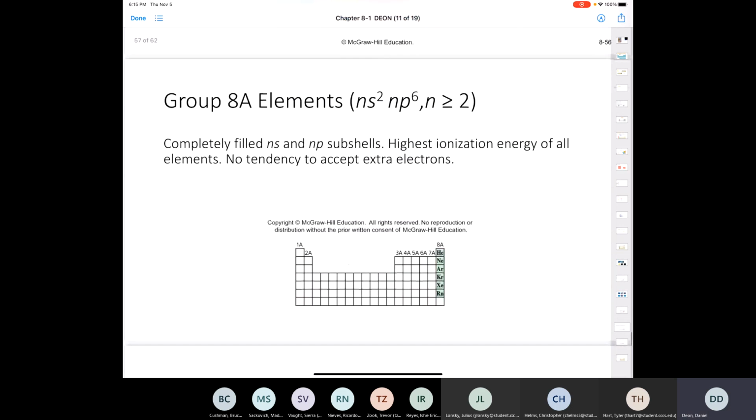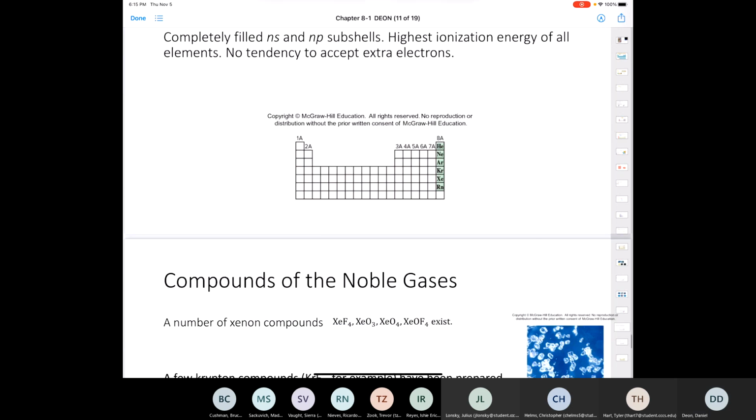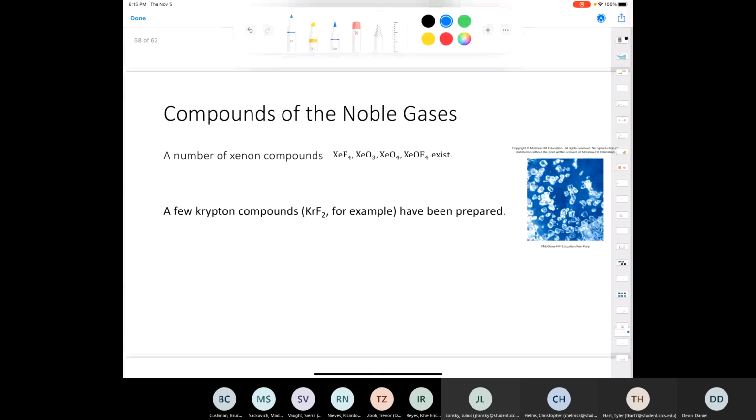The group 8A elements, these are the noble gases. They have completely filled s and p subshells. They have extremely high ionization energies. They have no desire to take on extra electrons because their valence shells are full. There are no known compounds made with helium, neon, and argon. There are a few compounds known with xenon, and a few krypton compounds have been prepared. I'm not going to ask you anything about those.